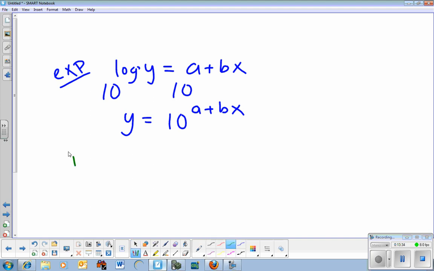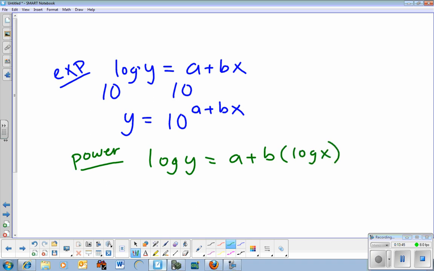If both of them are logged, a little bit more complicated on the math, but not too bad. You start out with log of y equals a plus b times log of x. We're going to do 10 to both sides. 10 to the left equals 10 to the right. So now we're at y on the left. This side is 10 to the a plus b log x.